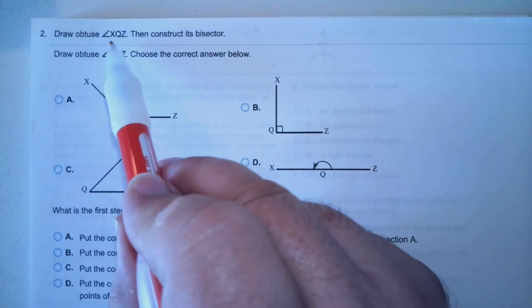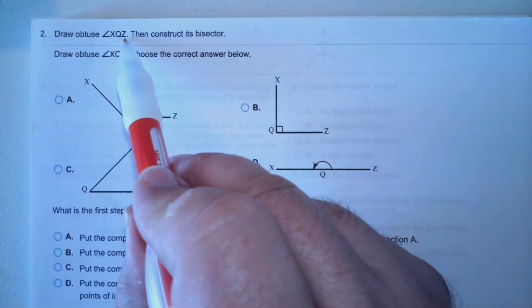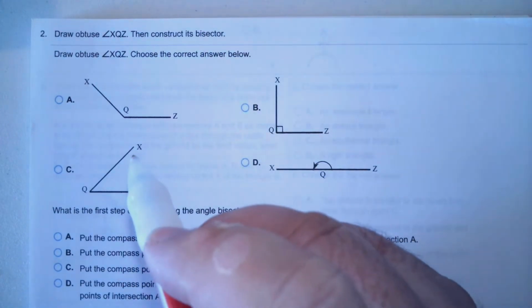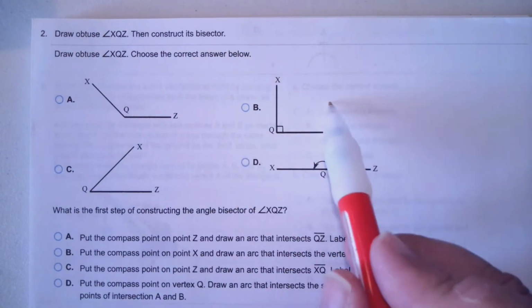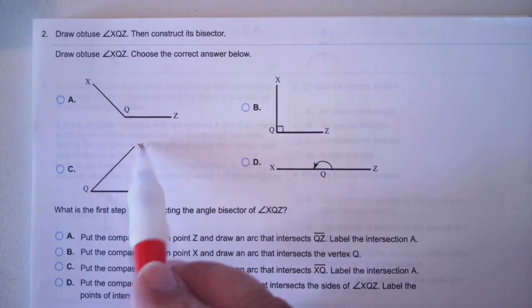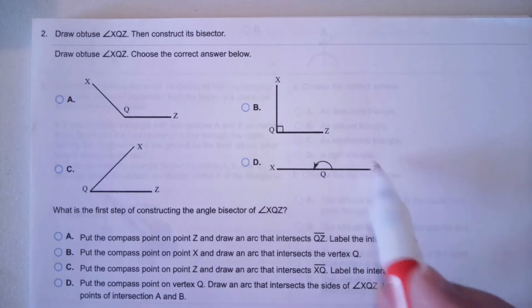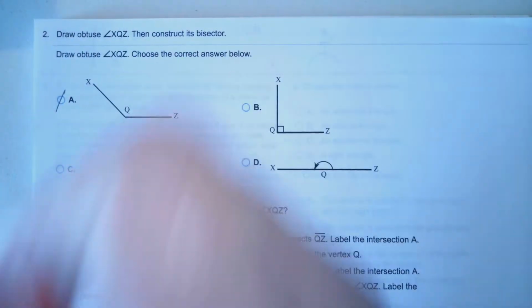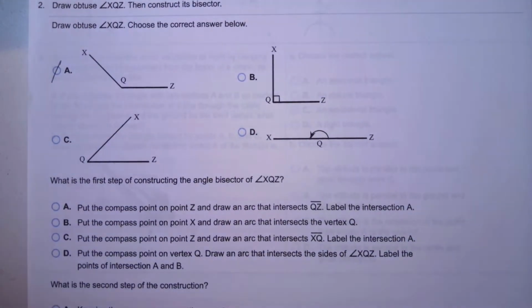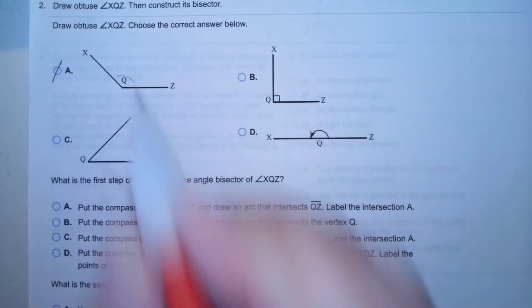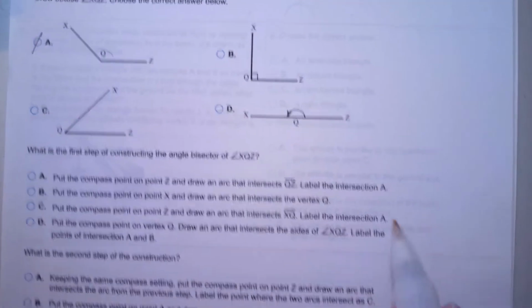Draw obtuse angle XQZ and then construct a bisector. First off, it has to be obtuse. That's a right angle, so that's not it. That's an acute angle, less than 90. And this is a line, 180 degrees. So the first one has to be A. It has to be obtuse, bigger. The angle has to be greater than 90 degrees. So how do we figure it out?